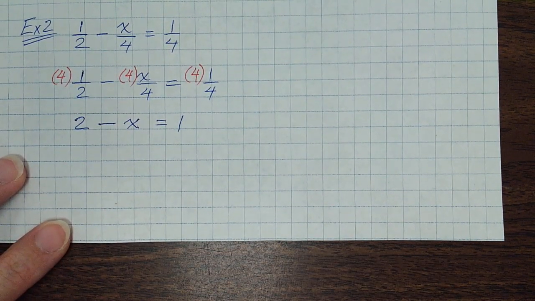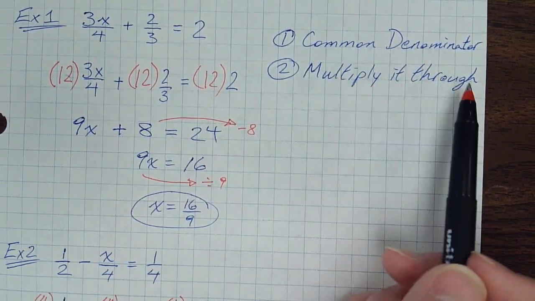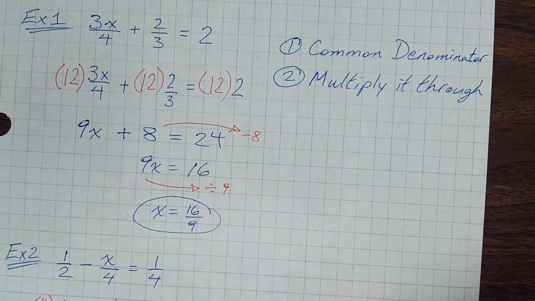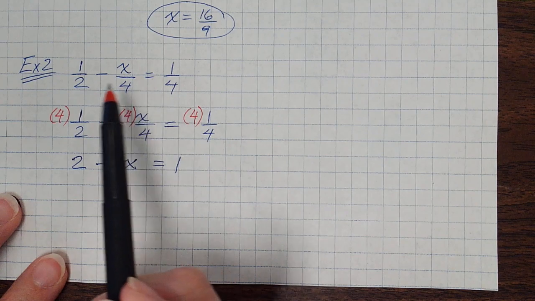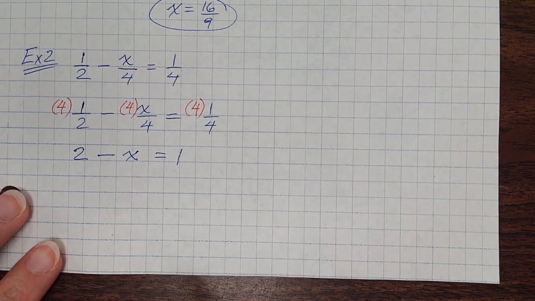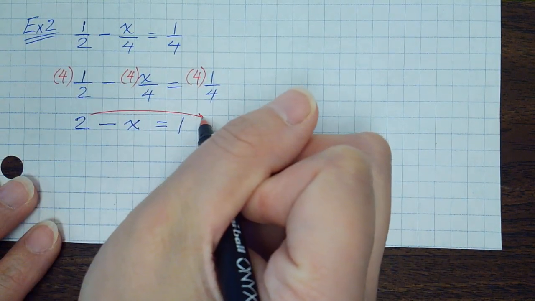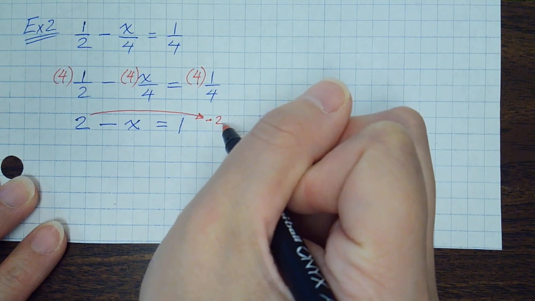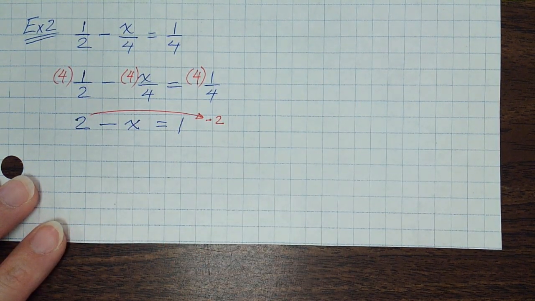Why did I multiply it by 4? You want to multiply everything by your lowest common denominator. So between 2 and 4, your lowest is 4. Okay. And then here, I want to move that 2 over because it's positive 2. When I move it, it becomes minus 2.